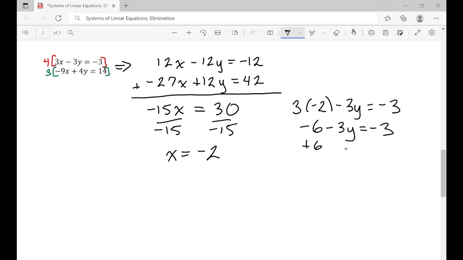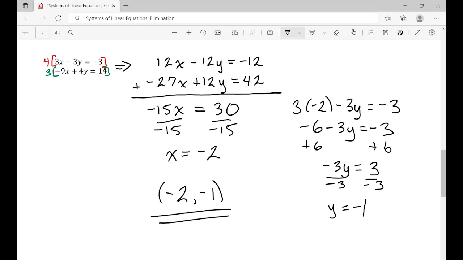I'm going to add 6 to both sides here. So negative 3y equals 3. And then divide everything by negative 3 to get y by itself. So y equals negative 1. And thus, my solution, my ordered pair, is negative 2 and negative 1 for this one.